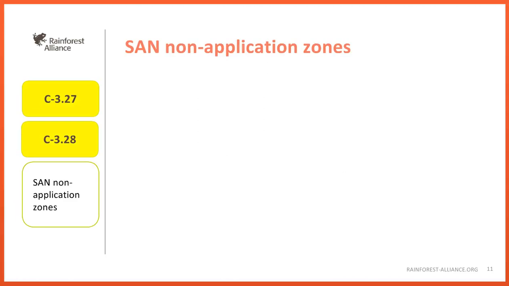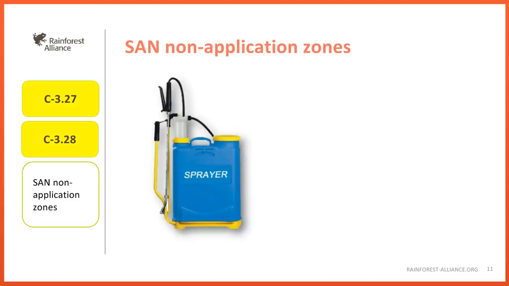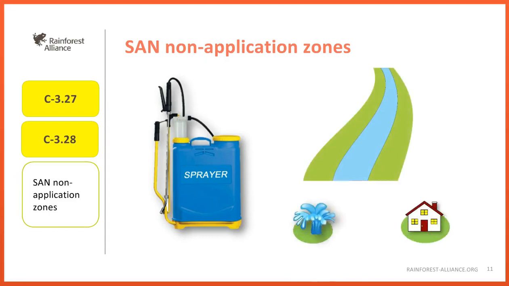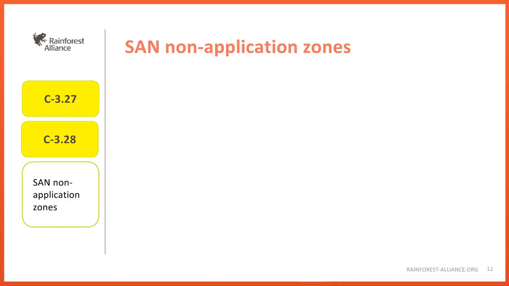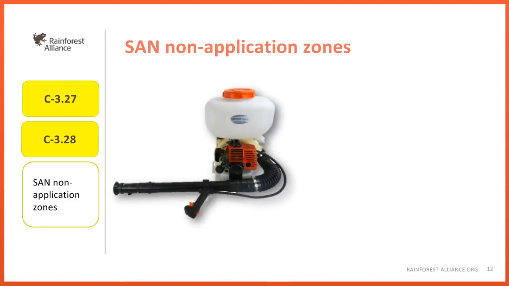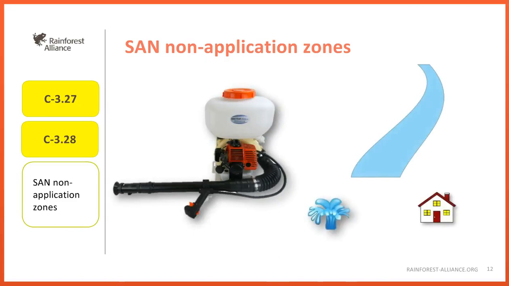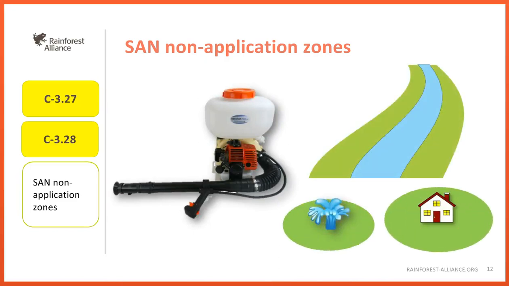What do you have to do if an active ingredient is on the list? One management technique is to establish non-application zones. According to the SAN, when a knapsack sprayer or other hand-assisted application method is used, the width of the non-application zone around should be at least 5 meters. When a chemical is applied by motorized sprayers or other pressurized application machines, the width of the non-application zone needs to be at least 10 meters.